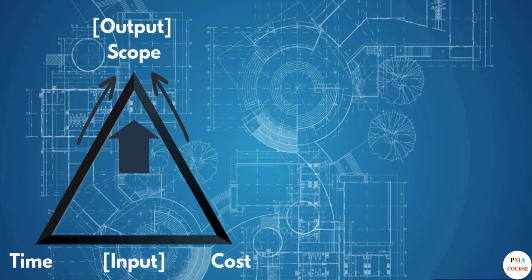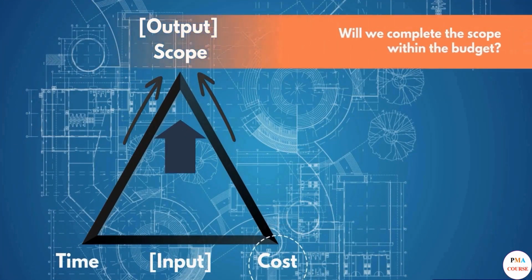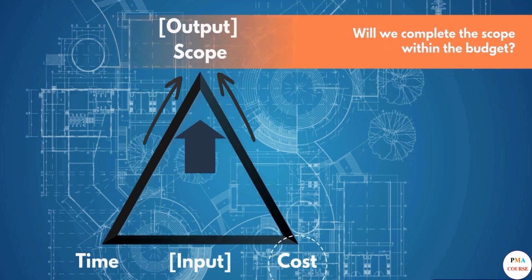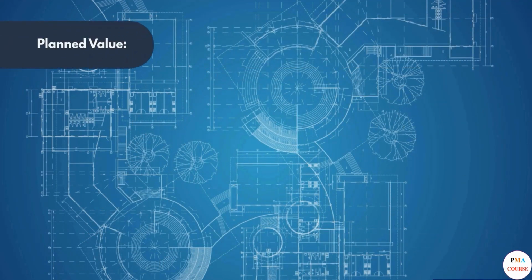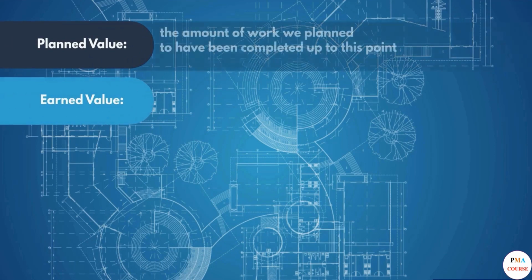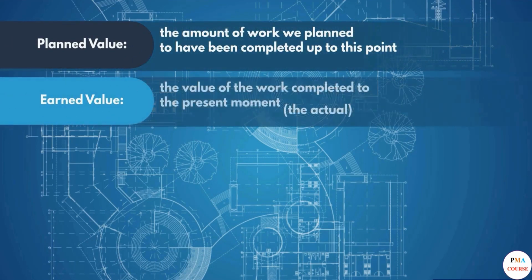So how does this all affect our cost? Will we complete the scope within the budget? Well, let's be proactive and find out, shall we? We know what planned value and earned value are: the value of the work planned and the value of the work completed, respectively.